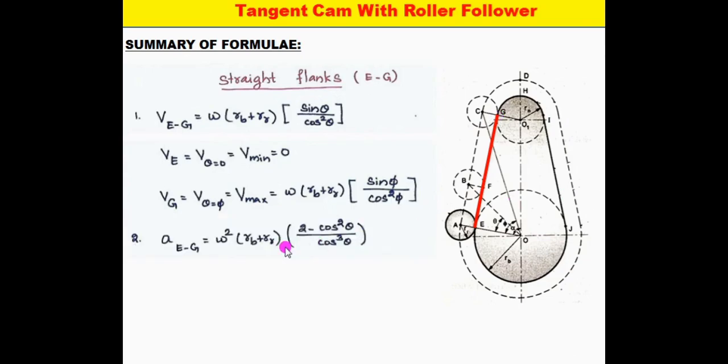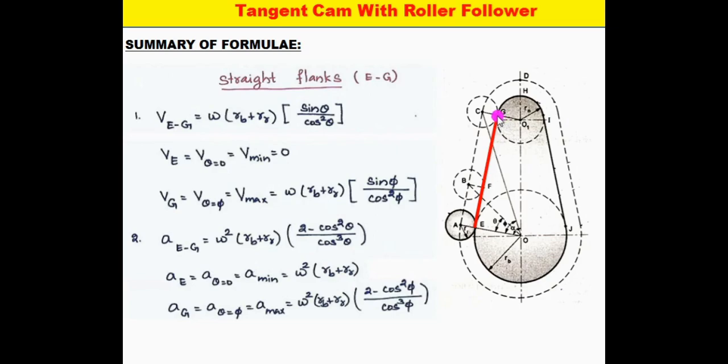Similarly, this formula provides the acceleration between the points E and G. By providing different values of theta, we can get the acceleration at particular points. To get the acceleration at E, put theta equal to 0 in this formula. Cos theta becomes 1, so this formula reduces to omega square into RB plus RR.